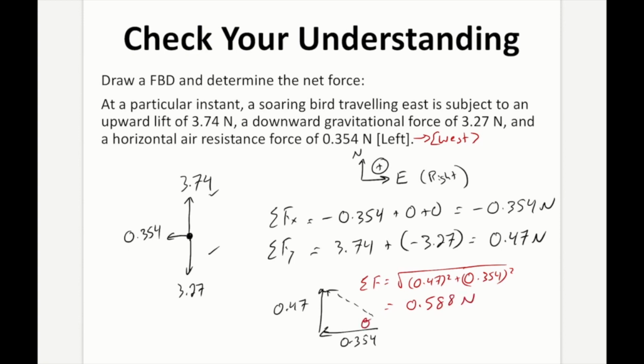We need to find theta. Theta is going to equal tan minus 1, 0.47 divided by 0.354. That equals 53 degrees. So our final answer to 3 sig is going to be 0.588 newtons west, 53.0 degrees north.